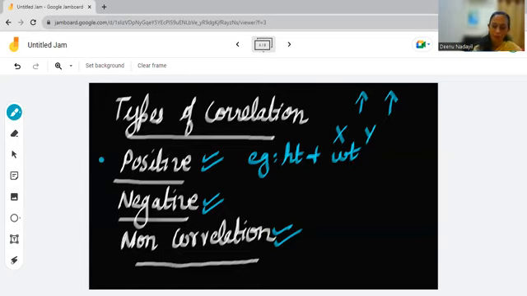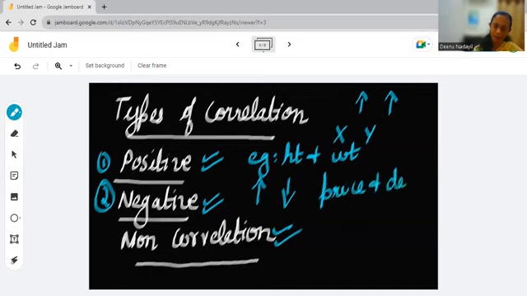Now the second one, negative correlation. What is it? If the variables vary in different directions, that is, if an increase in one results in a decrease in the other, then it is said to be negative correlation. For example, the price and demand of a commodity. One increases, the other decreases, so it is negative correlation.